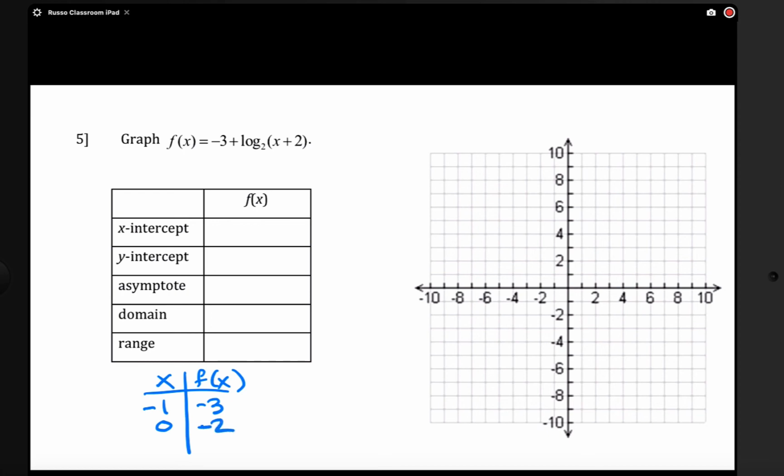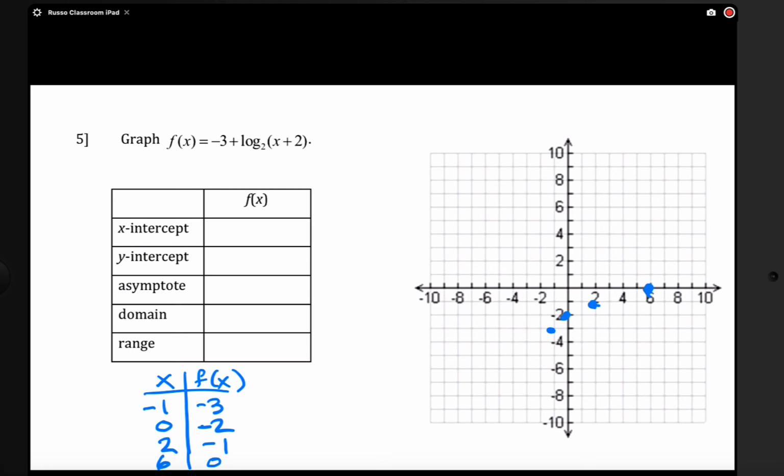And then another compatible number in this case is going to be x equal to 2, because that's going to give me log base 2 of 4. Log base 2 of 4 is 2, and add -3 to that, we'll get -1. And if I wanted an additional point, I can choose 6. So 6 will give me log base 2 of 8, which is 3, plus -3 is 0. So I have actually 4 points here that I can plot: (-1, -3), (0, -2), (2, -1), and (6, 0). And this gives me a pretty good idea of what this graph is going to look like.